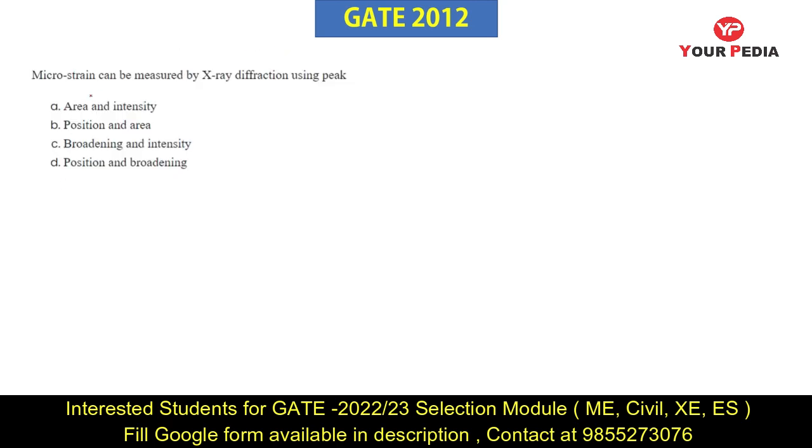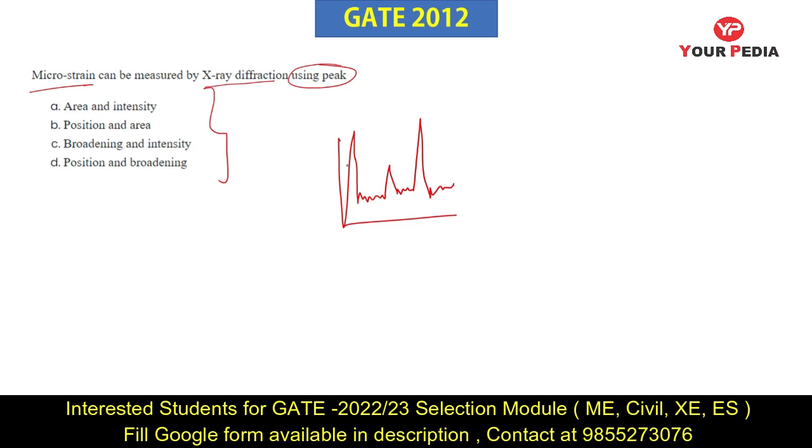Now, micro strains can be measured by X-ray diffraction using peak. The options are area and intensity, position and area, broadening and intensity, positioning and broadening. Which of the following is used by the peaks method, in which peaks are formed. You can see such a peak forms, then another peak, then one more peak, so different peaks are formed. It will show the intensity and it will show the angle. This is the graph that you draw.